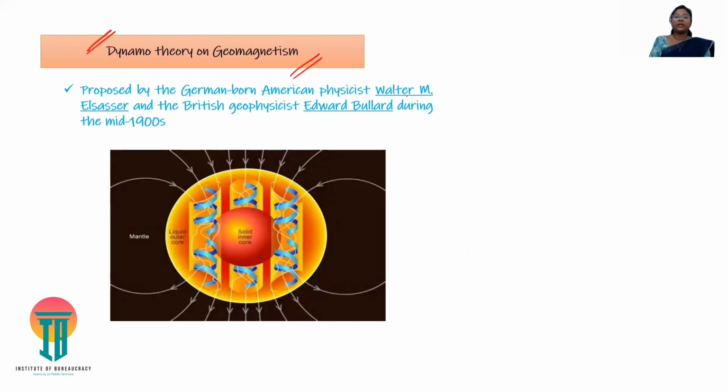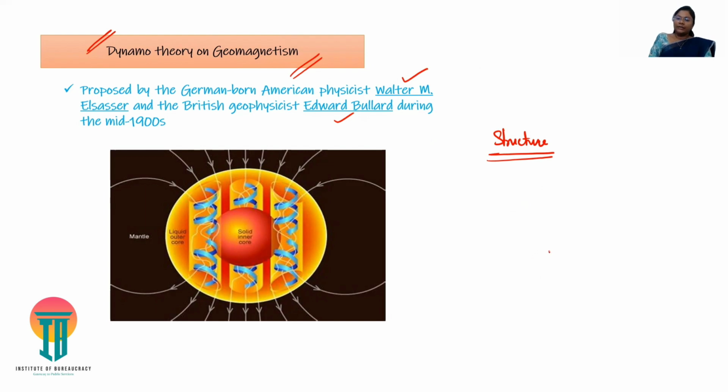Okay, so dynamo theory, these names are again important. It was propounded by the American physicist Walter M. Elsasser and the British geophysicist Edward Bullard. Two important personalities. And this theory is also easy once we know the structure of Earth's interior. So I'll try to explain it in very simple terms.